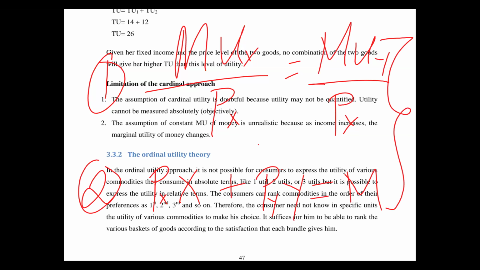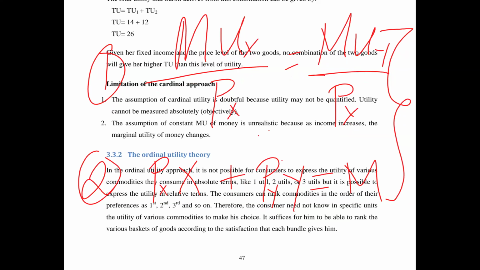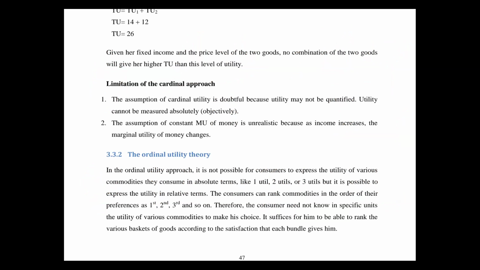So now, as of today, we want to look at another approach of looking at consumer behavior. This approach is called the ordinal utility approach, or ordinal utility theory. Remember, we talked about cardinal utility last time, where we made mention that utility or satisfaction can actually be quantified or measured using numbers. But this time around, we bring another message.